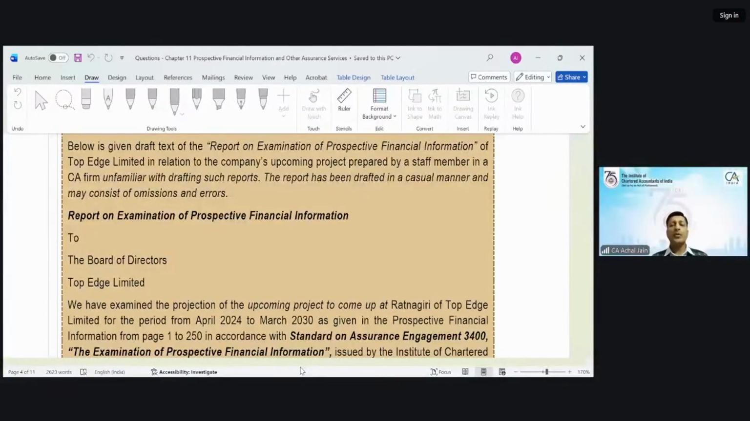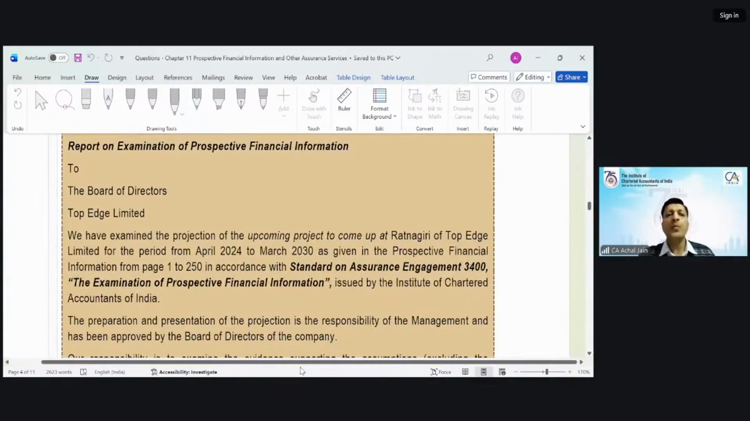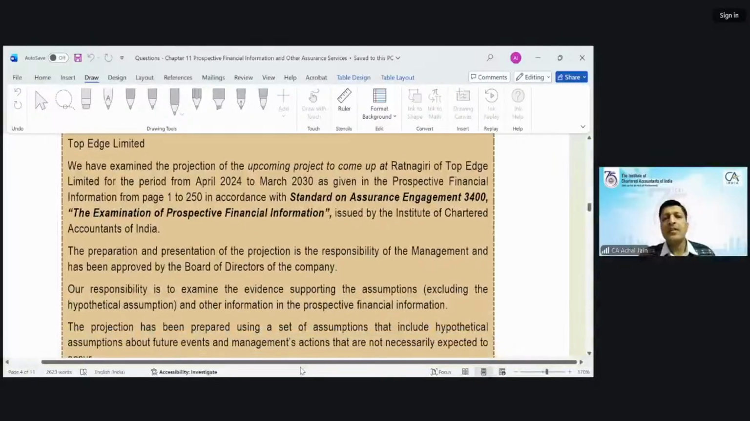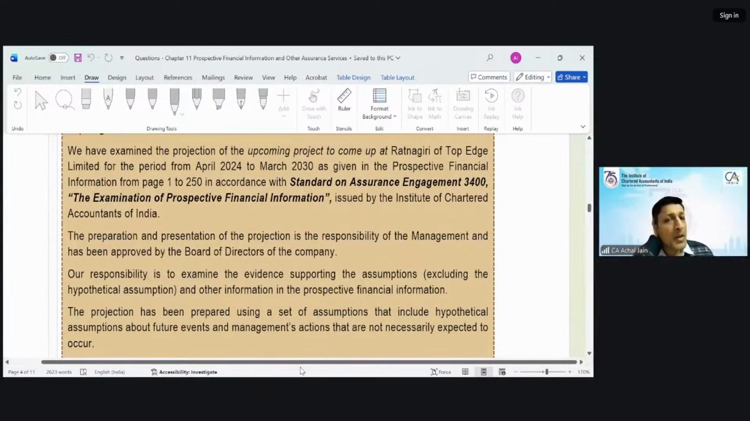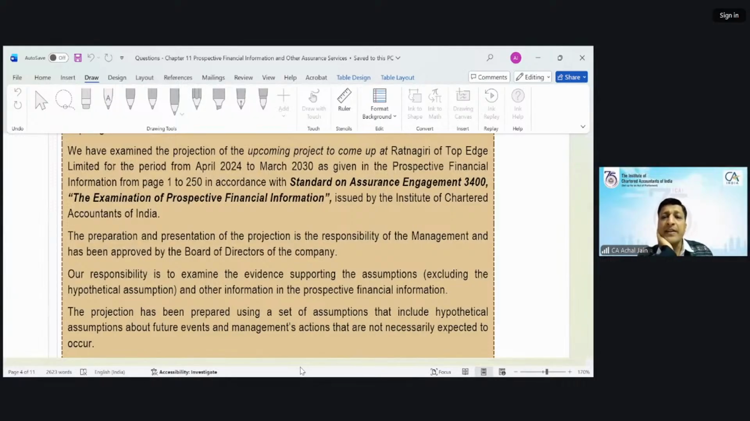So now we are looking at the report. To begin with, what do you have? Report on examination of prospective financial information to the board of directors of the company. They are saying we have examined the projection of the upcoming project to come up at Ratnagiri of Top Edge Limited for the period from April 24 to March 30, as given in the prospective financial information from page 1 to 250, in accordance with Standard on Assurance Engagement 3400, examination of prospective financial information issued by the ICAI.